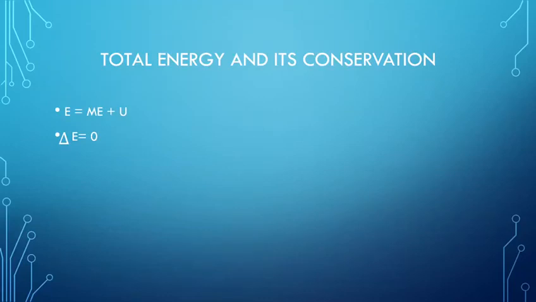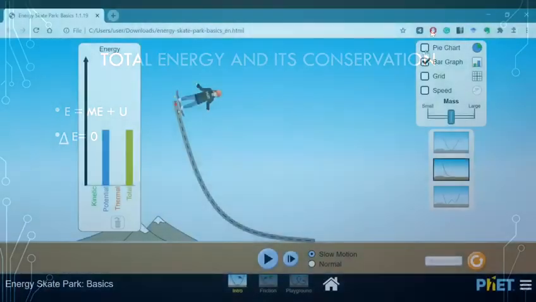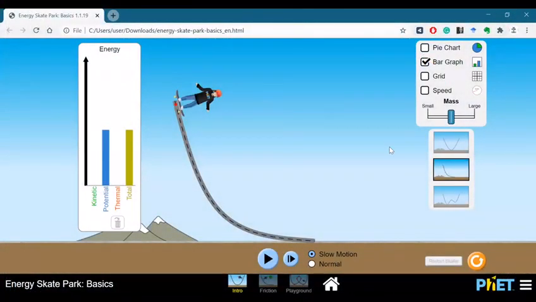So delta E, which is the variation of the total energy, is equal to 0. If we substitute in this formula, delta E is equal to delta ME plus delta U, and so they're both equal to 0, so delta ME becomes equal to minus delta U. It's simple. Now for a more practical and visual example on the conservation of mechanical energy and the variation of the kinetic and potential energies.